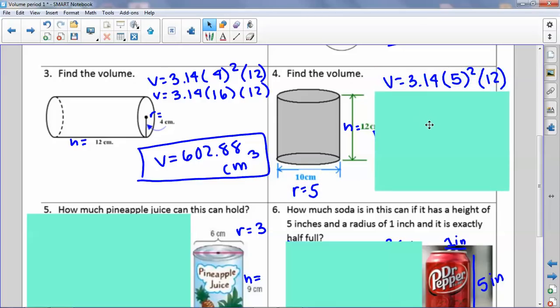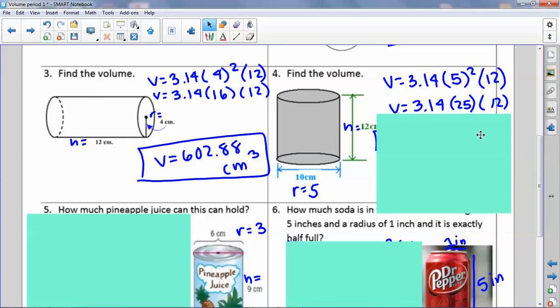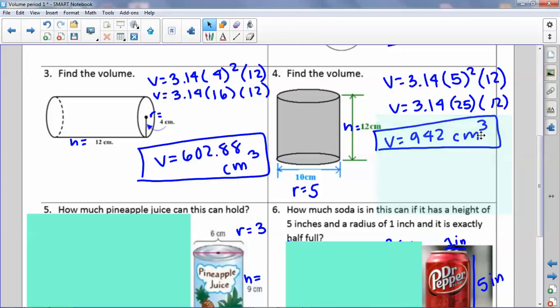So the first step is to plug in our values. We're going to use 3.14 for pi, 5 for our radius squared, times 12. Remember to square your radius first. So now we get 3.14 times 25 times 12. Now we can simply just multiply our 3 numbers together to get our final answer. Once we multiply, we get an answer of 942 centimeters cubed.